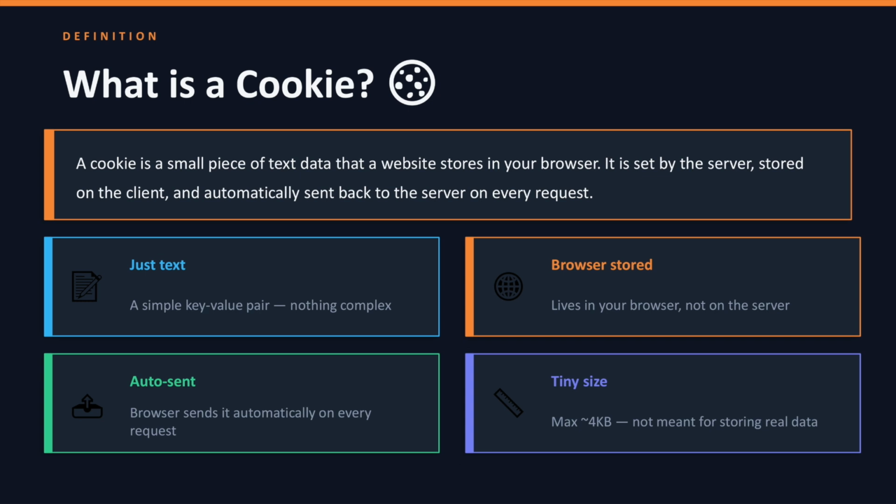A few important things to remember: cookies are just key value pairs, nothing complex. They are stored on the client side, meaning your browser, not the server. They are sent automatically. You, as a developer or user, do not have to do anything. And they are tiny, maximum 4 KB. This small size is intentional. Cookies are not meant for storing real data, they are meant for storing just enough information to identify you.